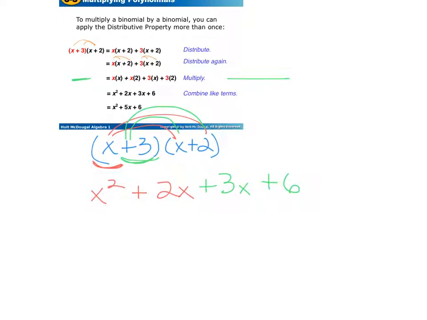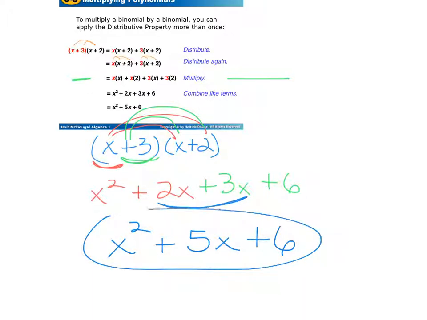Now, at this point, we're not finished because we do have some like terms here in the middle that we can put together. So I'm going to rewrite the x squared. I'm going to add the 2 and the 3, and then put the 6. That will be my simplified answer of multiplying these two binomials. This is just using distributive property. You just must remember to distribute each monomial to each term of the second binomial.